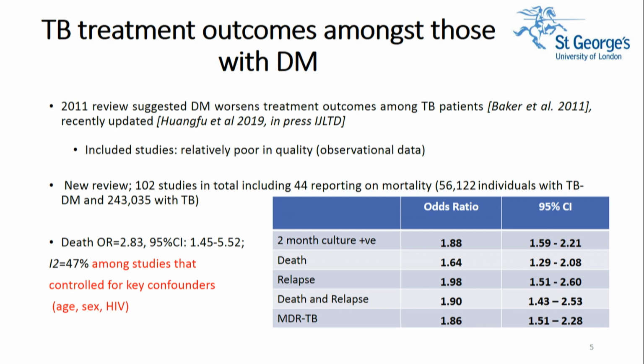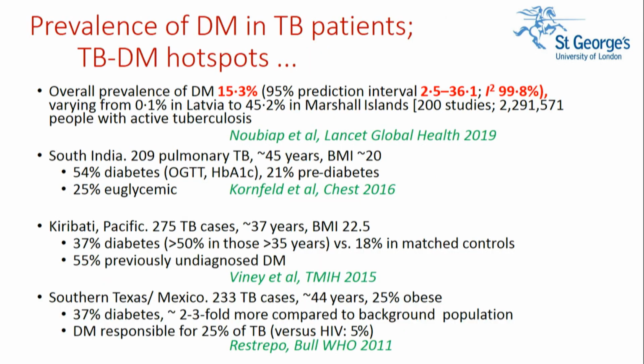MDR-TB is not specifically a TB treatment outcome, but of course any increase in that would also be of huge concern. So we know that diabetes is very common in TB patients. It's common in adults generally. And a recent meta-analysis actually pulled together all the data sources, suggesting overall about 15% of TB patients have diabetes.